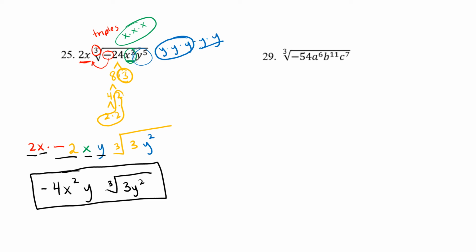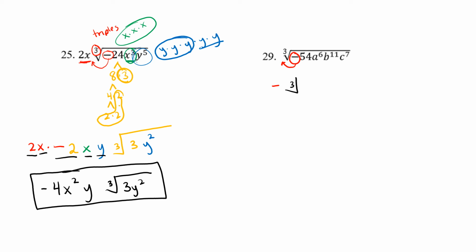Okay, now moving on, let's work on this last problem here, number 29. Again, we're dealing with a cube root. It has a bunch of information in there, but really once you just take your time and break it down, I think we'll be okay. The first thing I noticed, it's a negative cube root, so let's just take that negative out automatically.